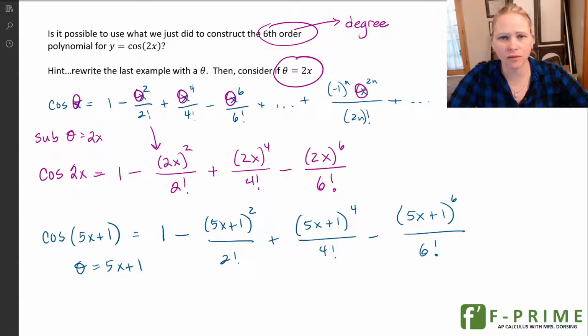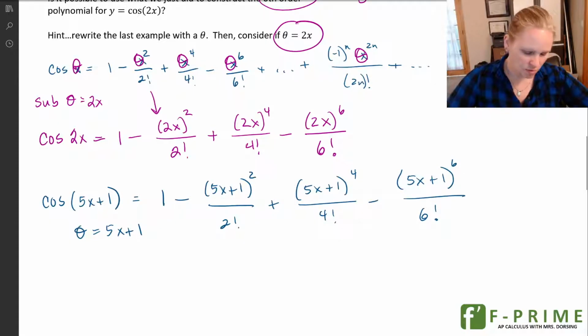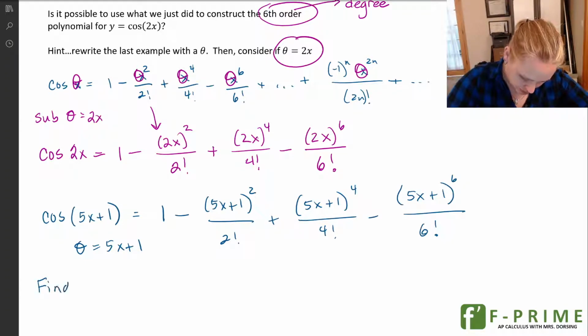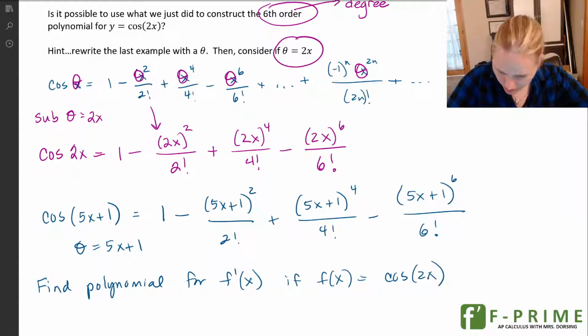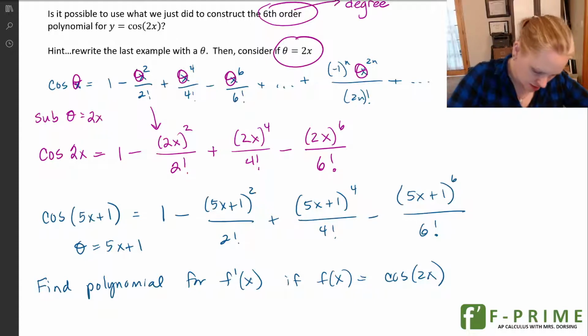And that's all there is to it. Now, suppose I also wanted to, while we're at this, deal with finding a derivative, for example. So if I wanted to find the polynomial for f prime, if f of x equals the cosine of 2x, here's the glorious thing about what we just discovered. I already can construct the polynomial for cosine of 2x. I just did it. And it's this guy right here.